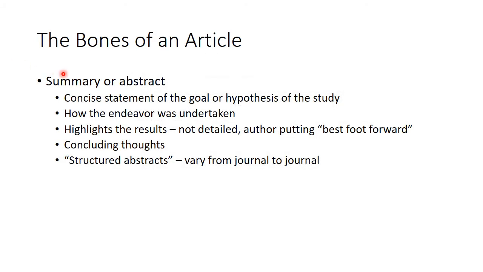So again, the summary of the abstract is going to be a pretty concise statement, usually just a paragraph long, that tells you their goals or what the hypothesis of the study is going to be. And they'll tell you how the endeavor was taken in some limited detail. And then they'll give you the highlights of the results. Again, they usually are putting their best foot forward.